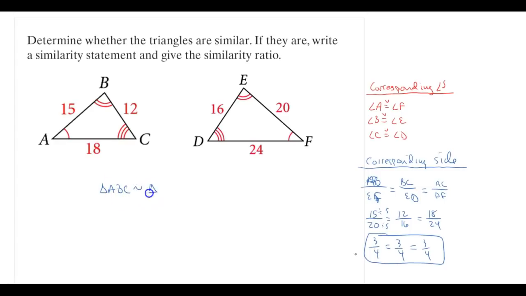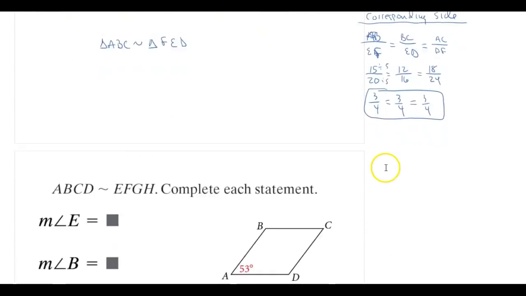and we can say triangle ABC is similar to triangle. What matches up with A? F. What matches up with B? E. What matches up with C? D. Okay? So whenever you show two figures are similar, you have to show corresponding angles are congruent and sides are proportional.